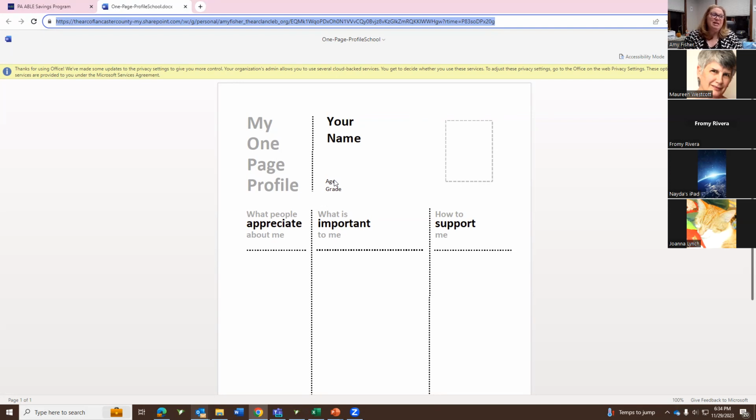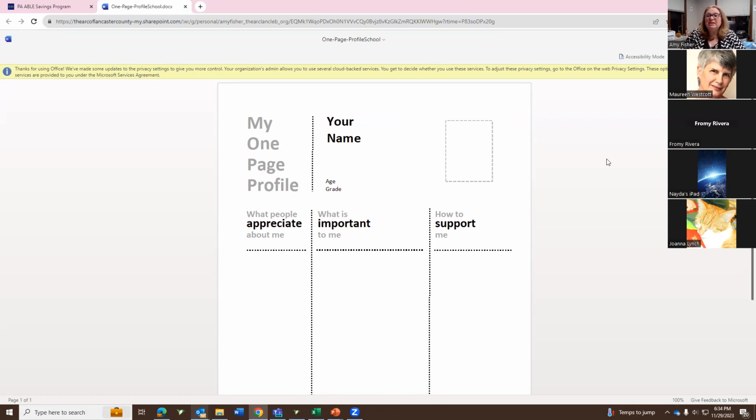And so there's a spot for a name, for age, for grade. And these are some really easy but really valuable bits of information for you to jot down and make sure that your child's team and anybody who's working with your child has. What people appreciate about me, what's important to me, and how to support me. So this is a great way to talk about, what are your child's strengths? What do people love about them? What do people appreciate about them? What's important to your child? And how to best support them. I love this.